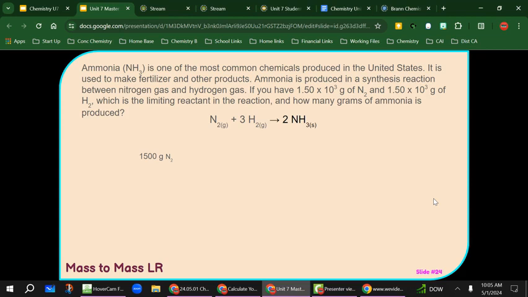If the number in scientific notation bothers you, take it out. 1.50 times 10 to the third means you take 1.50 times 10 three times, which means you're sliding your decimal 3 places. 1500 grams of nitrogen is how much I begin with. I'm going to begin with the same amount of hydrogen gas. And the question that I'm looking for is how much of this am I going to produce in grams?